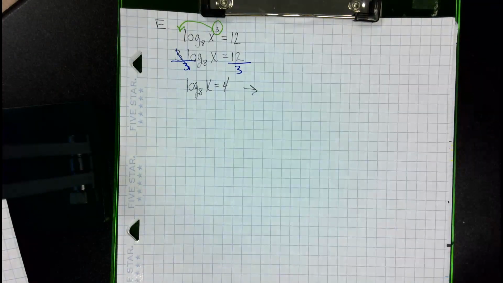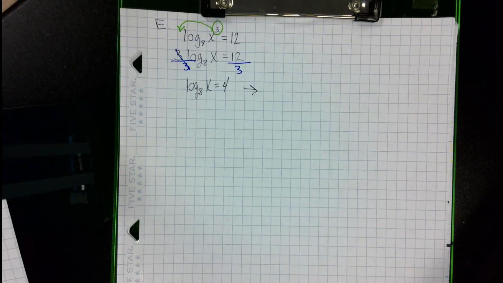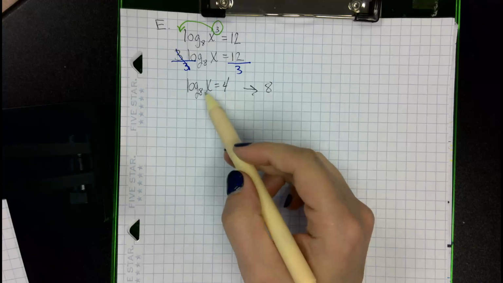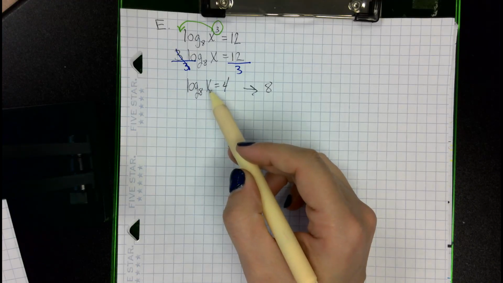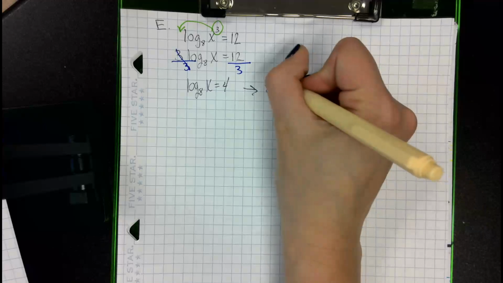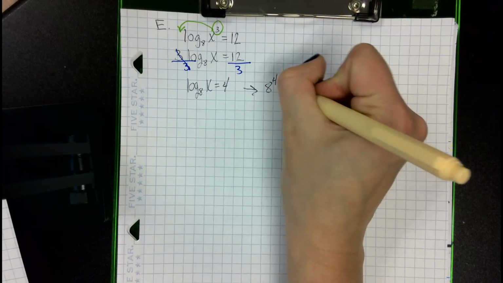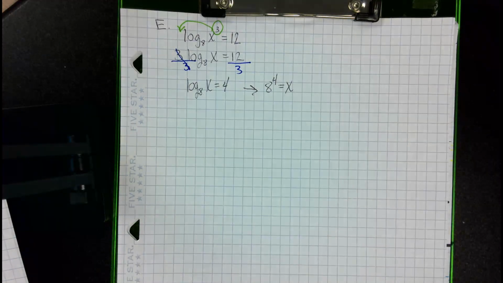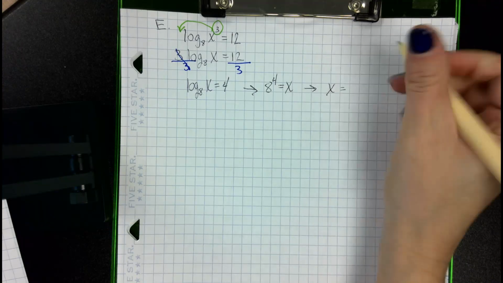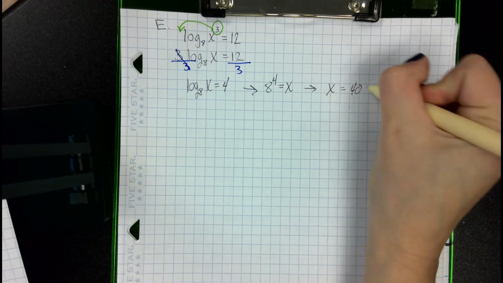So we're going to write it as an exponential. The base of the log is 8, so the base of the exponential is 8. Over here, as a log, the x is with the 8. So then the 8 is going to be with the 4. The 4's turn to be with 8, and it's going to be equal to x. 8 to the 4th power, 8 times 8 times 8 times 8. So x equals 4,096.